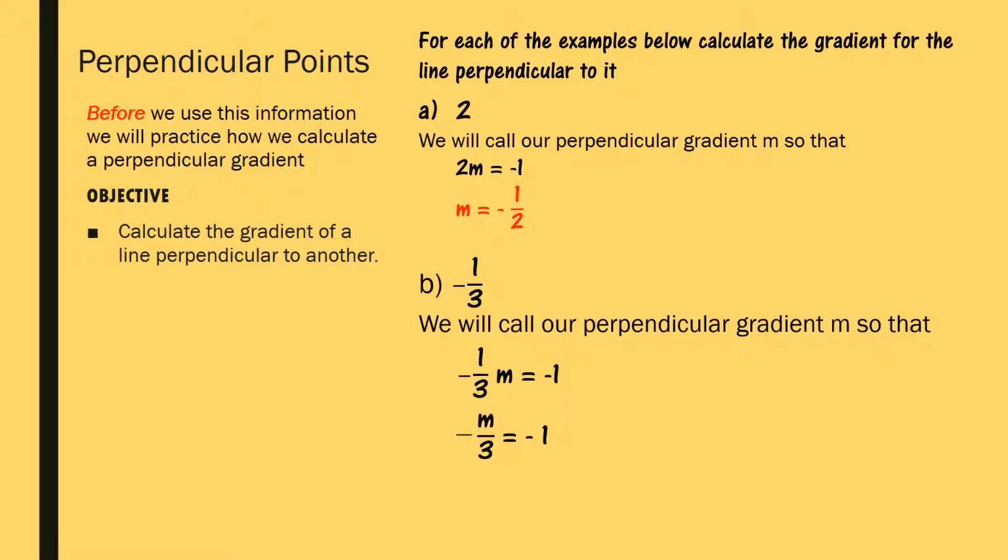And I'm going to move the minus 3 over the other side. What's the minus 3 doing on this side? It's dividing. When I move it over to the other side, it'll become multiplied. So I'll have minus 1 times minus 3, which will give me plus 3. And our perpendicular gradient will be plus 3.